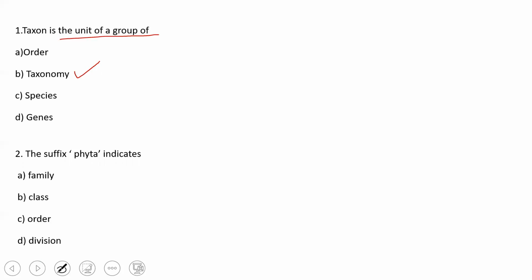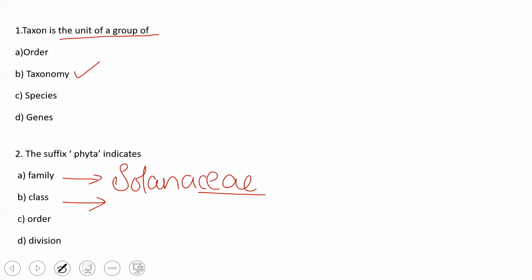Next question. The suffix phyta indicates what? Family, class, order, division. We all know that if we take family as an example, Solanaceae, it ends with CEAE. Whereas the class Mammalia or class Dicotyledonae, Monocotyledonae, doesn't end with phyta.